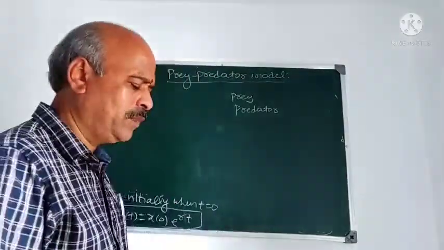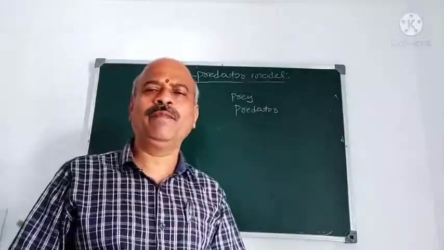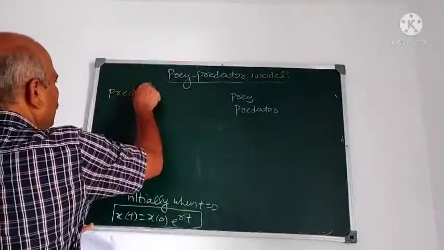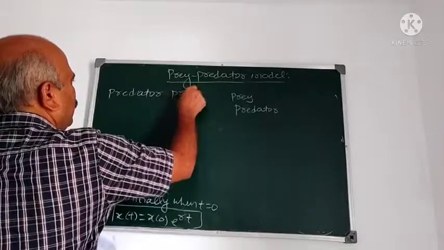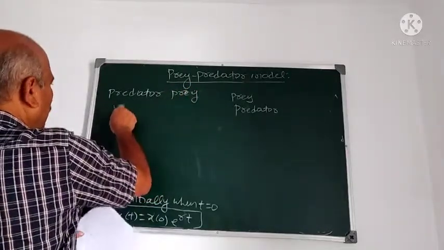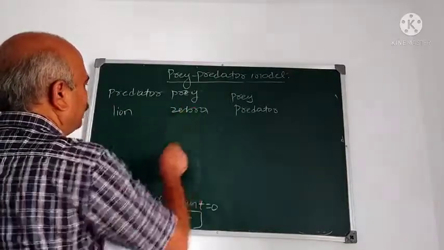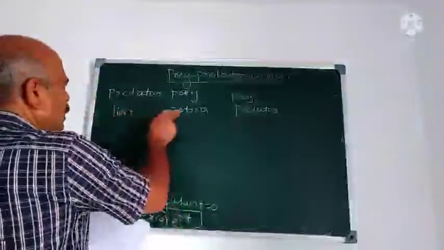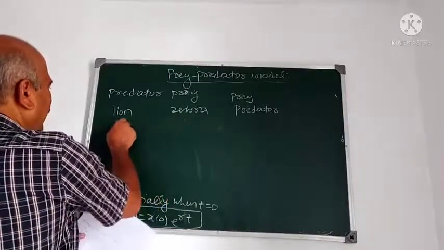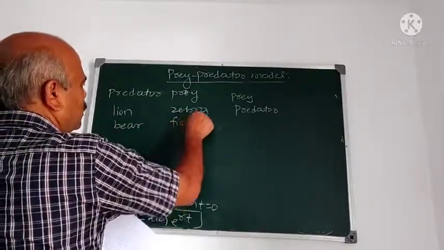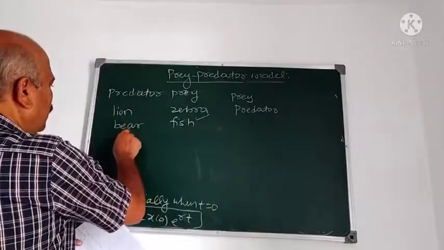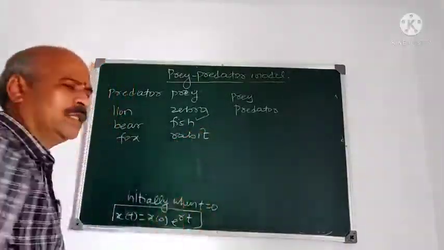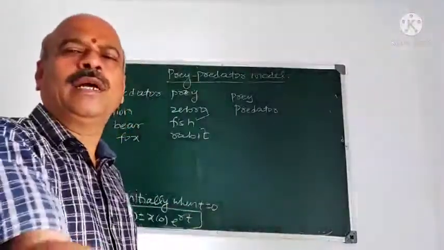I explain some examples of predator and prey, then you can easily follow. Predator is lion, prey is zebra here. Lion kills zebra for its food. Lion is the predator, zebra is the prey. Bear and fish: fish is the prey here, bear is the predator. Fox and rabbit: fox is the predator and rabbit is the prey.